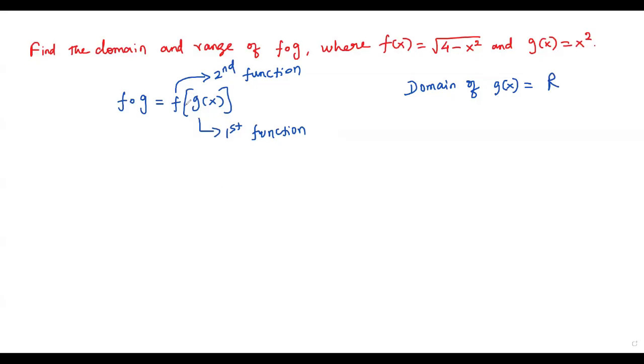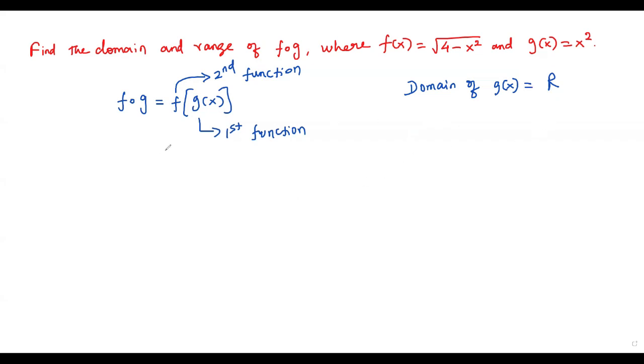Actually, the domain of the composite function must lie within the domain of the first function. In this case, the domain of g(x) is R, so the domain of the composite function must lie in the domain of the first function. That is, it has to be a subset of the real numbers R.